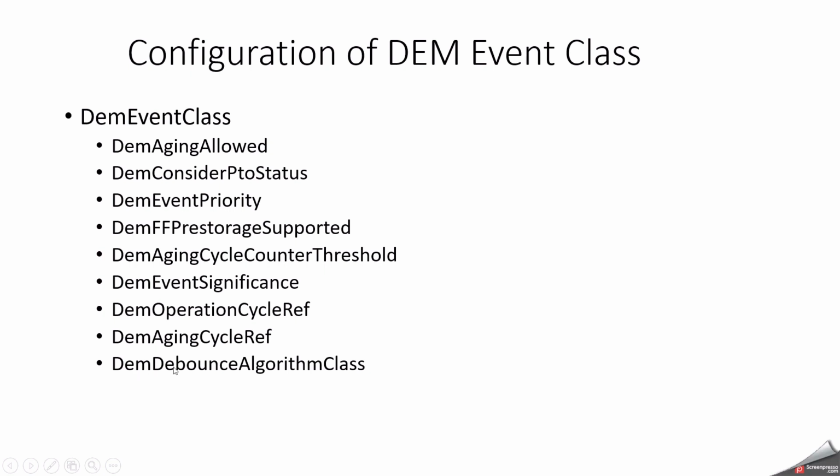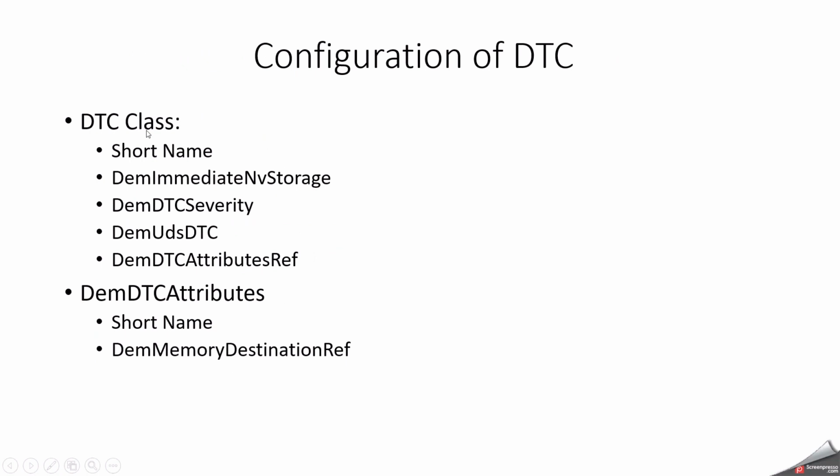And here you have to select which debounce algorithm you are going to choose. You can choose monitor internal or counter based or timer based. If you want to map a DTC with the event, then you need to configure a DTC class also. So here you have to say what your DTC severity is, whether immediate NV storage is needed or not, what the UDS DTC is, and your DTC attributes. In the DTC attributes, you have to say what your memory destination is. It can be a primary memory, secondary memory, or a mirror memory. Already I have mentioned the video in the description about DEM memories. You can watch that video, and then you will get clear information about the memory destination reference.